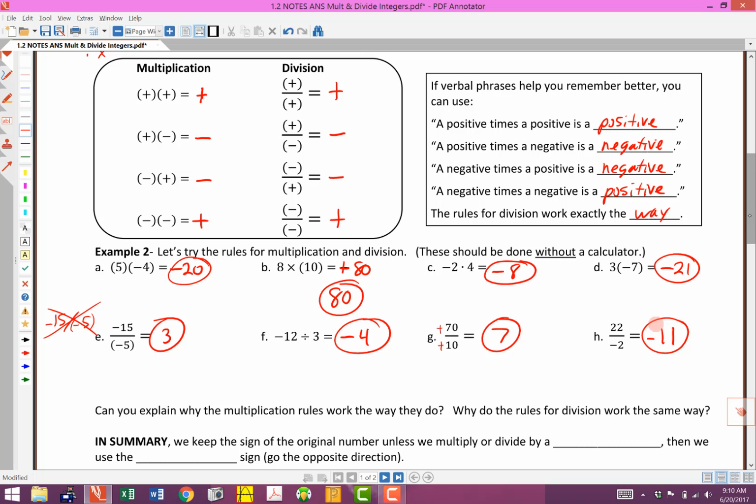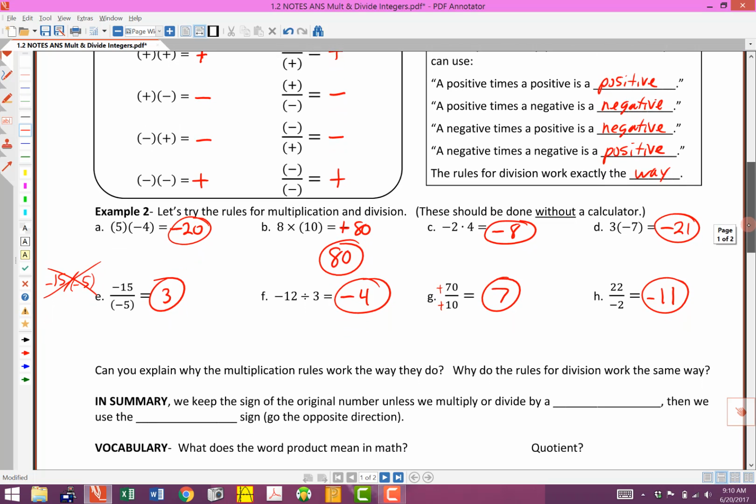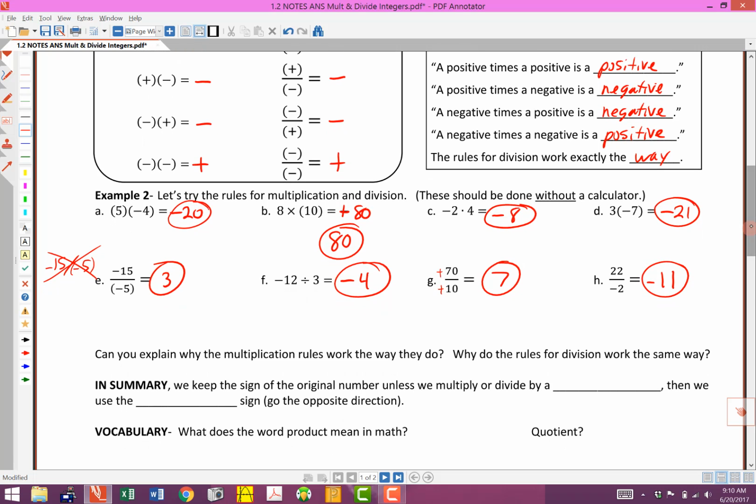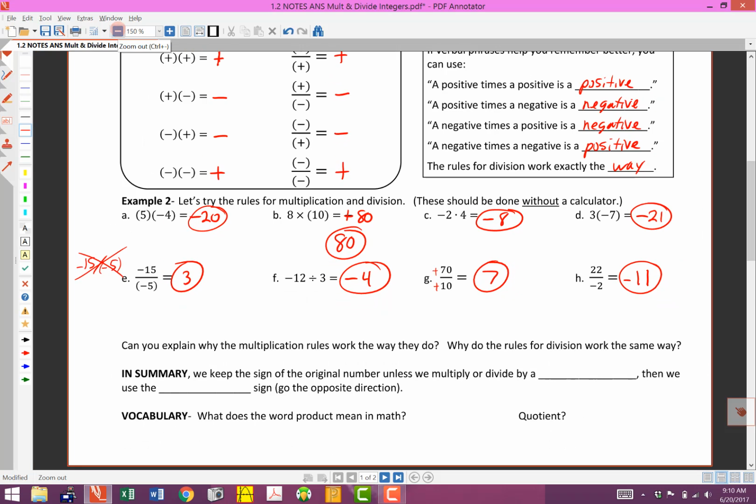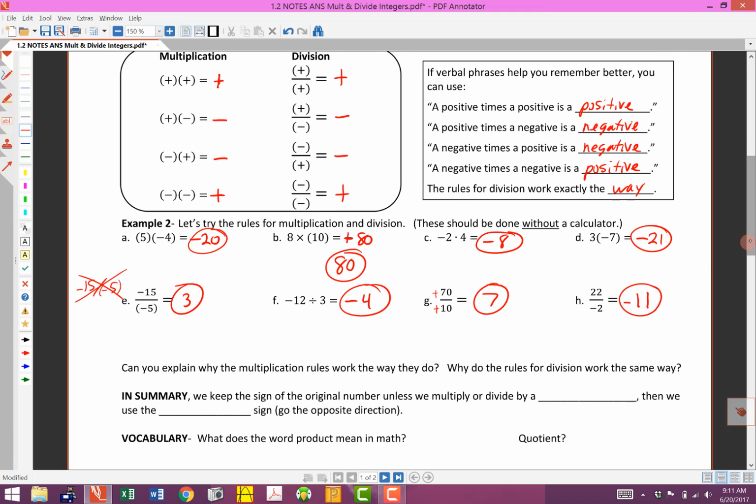Now we're just about done for today, and we'll turn you loose and you can probably do a couple of these as practice. But what I want you to think about on this one right here is, can you explain why the rules of multiplication work the way they do? And if you keep in mind what the word negative means, it might be helpful in figuring out how the rules of multiplication work and how the rules of division work and why they work exactly the same way.